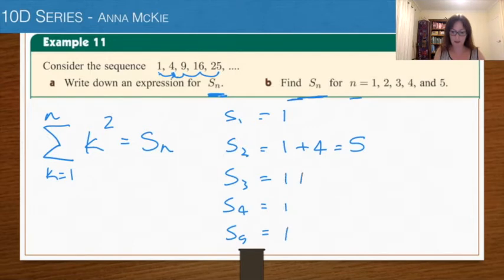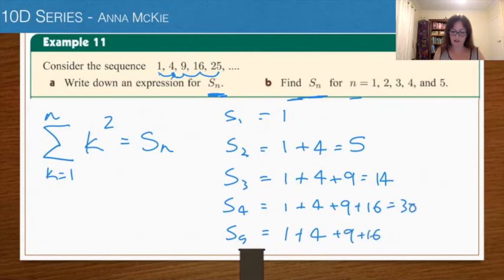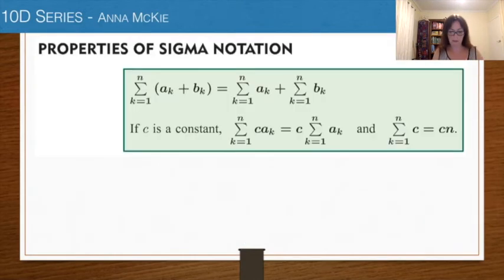So you can see that when we have, feel free to fast forward this, 3 terms here, the next term is 9, and the sum of that is 14. S of 4 is the sum of 4 terms. Gives us a total of 30. S of 5 gives us the sum of the first 5 terms to give us 55. So it's just practice at getting the idea of different sums there.